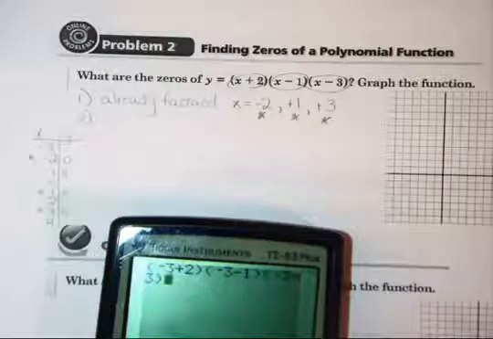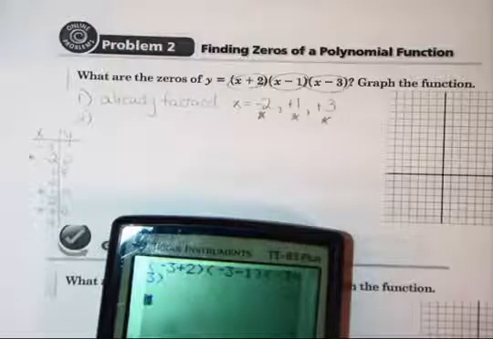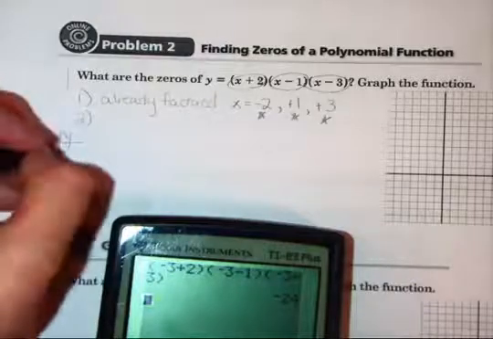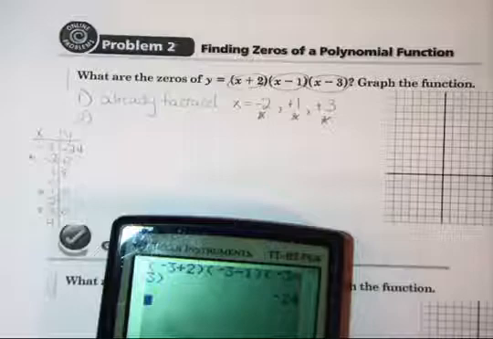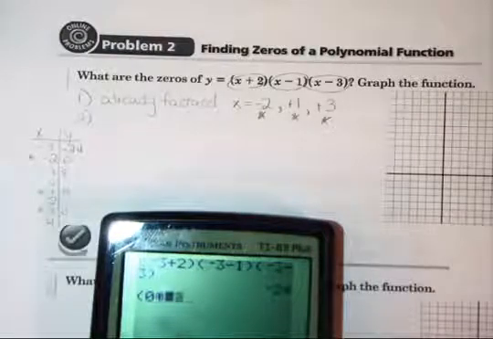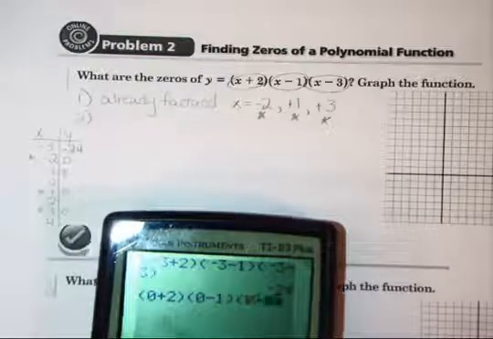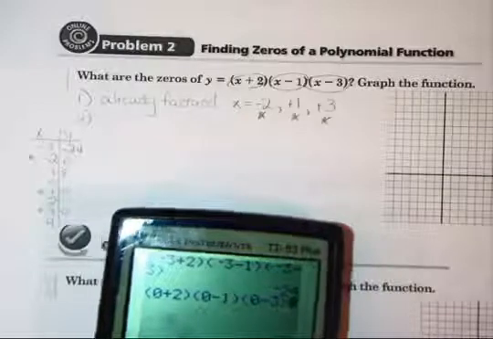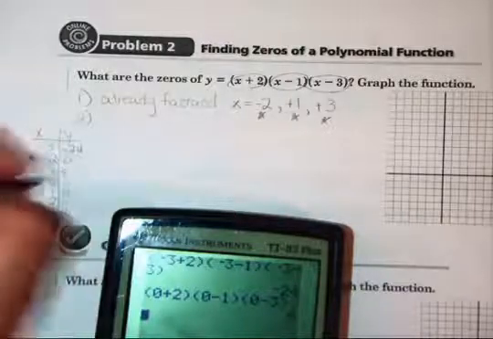Now you guys should be able to do this in your head. If you can't, just use your calculator the exact same way that I am. You will get a -24, so that's pretty outrageous to graph, but we'll know that it's negative really far down. Now let's plug in 0. Plug in 0, you get 0 plus 2 parentheses, 0 minus 1 parentheses, 0 minus 3 parentheses. Again, you should be able to do this in your head. You know 0 plus 2 is 2, 0 minus 1 is -1, and so on and so forth. You get 6.